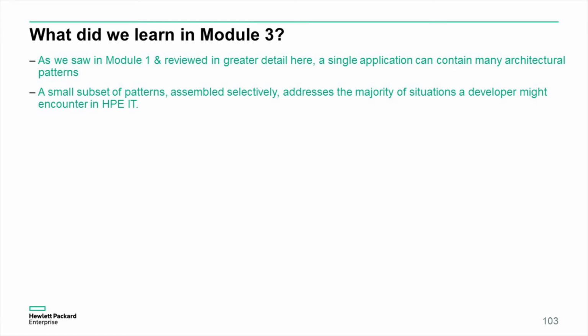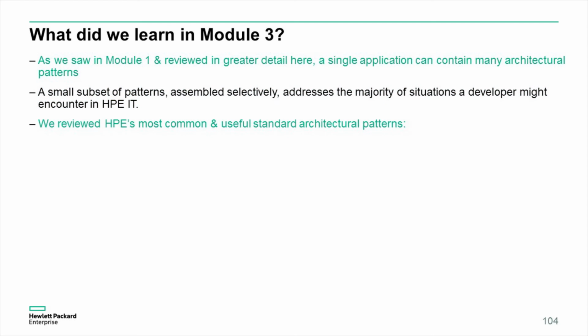Pareto's principle teaches us that 20% of the causes are usually responsible for 80% of the outcomes, and architectural patterns are no exception. A relatively small set of architectural patterns, carefully chosen and assembled, can address most situations that a developer might encounter at HPE. The channels example that we examined as we reviewed the patterns exemplified this point. Obviously, there are always exceptions, but there will be the few rather than the many.